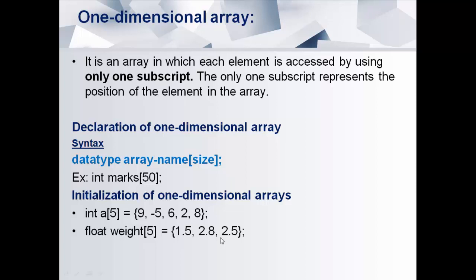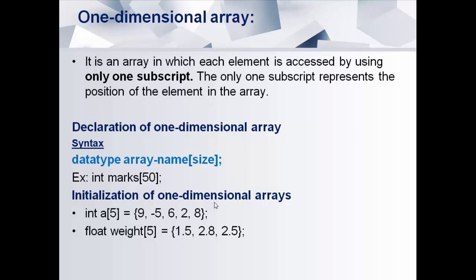Now, initialization of one dimensional arrays. I am taking two examples here. int a[5] = {9, -5, 6, 2, 8}. In declaration, I declare the array name with the data type and array size. Initialization is nothing but the values which we insert into an array.